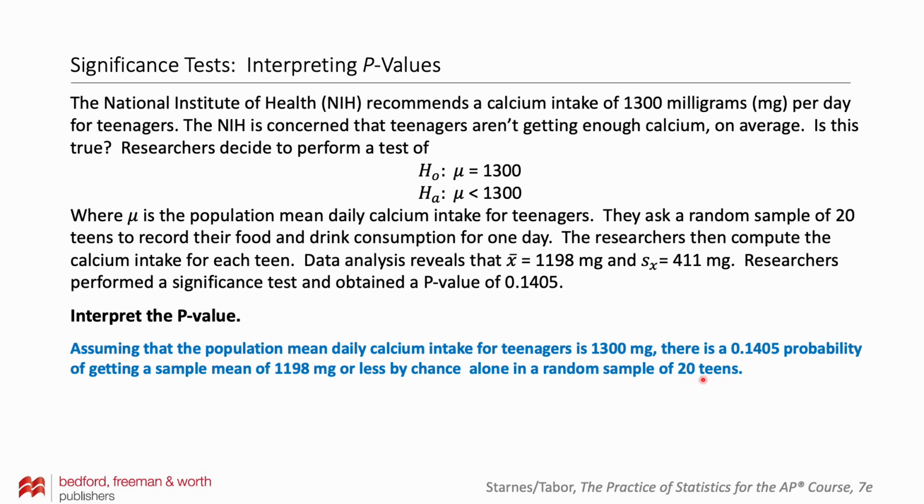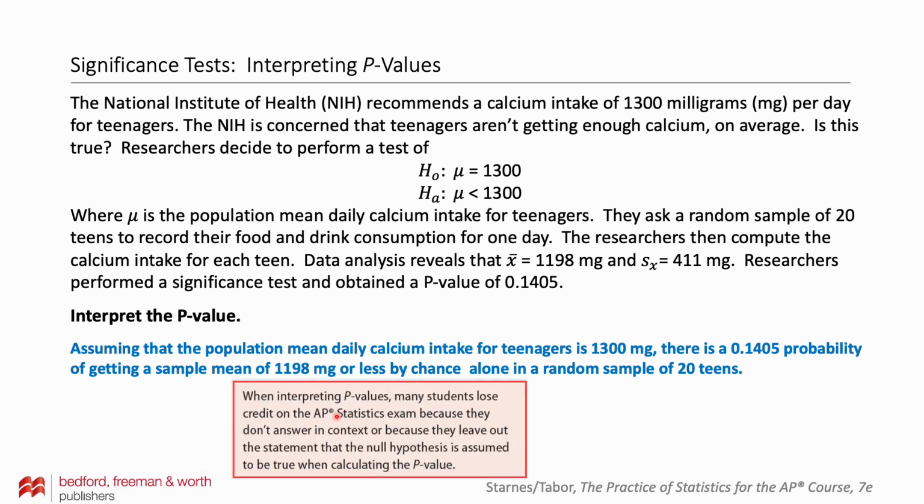Now, let's make a template. Notice that they started with assuming that the null hypothesis was true. So assuming that the null hypothesis was true, there is a p-value probability of getting a sample mean of, here's the X bar, the average that they got or less purely by chance in a random sample of 20 teens. Now, how are we going to make a conclusion if there is or if there's not convincing evidence? And that's what we're going to look at next.